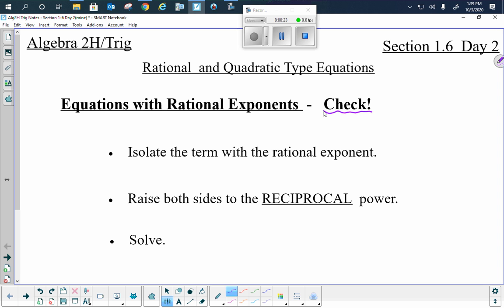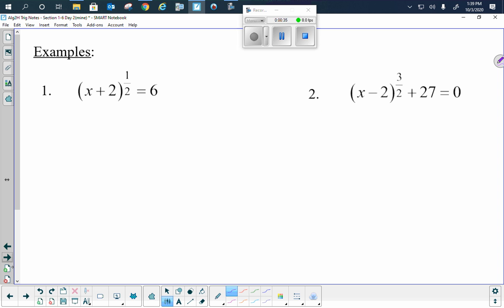Isolate your term with the rational exponent. Raise both sides to the reciprocal power, which is what we did verbally in the previous problems, and then solve from there. So here we go. On this, I'm sorry that we can't type it a little bit better, guys, but that is an x plus 2 to the 1/2 power. You can write that better than we can type it.